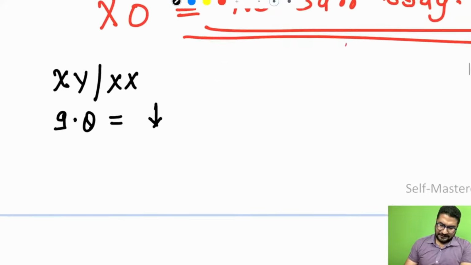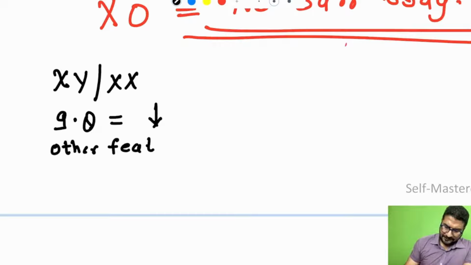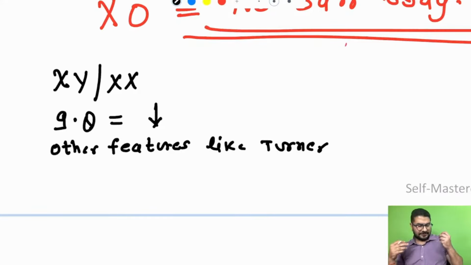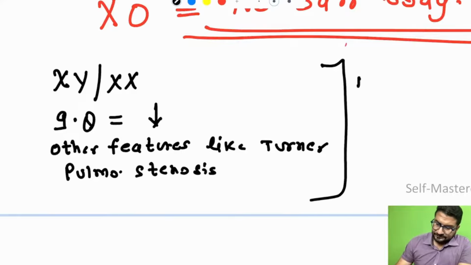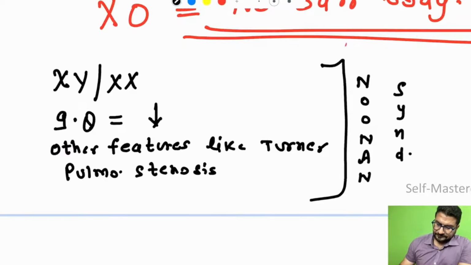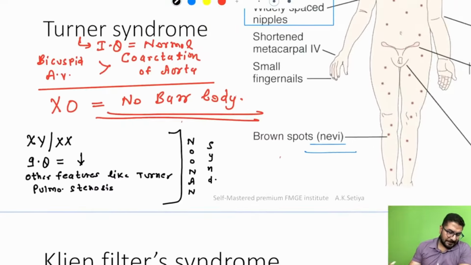अगर मैं आपको बोलूँ टर्नर जैसे सारे फीचर्स, so other features are like Turner except cardiac defect. So remember, Turner जैसे ही क्या होगी, short height, there can be streak ovaries here also, there can be small breast, but remember cardiac defect will be pulmonary stenosis. So this is called Noonan syndrome. Noonan syndrome, understand, we also call this the male counterpart of Turner.